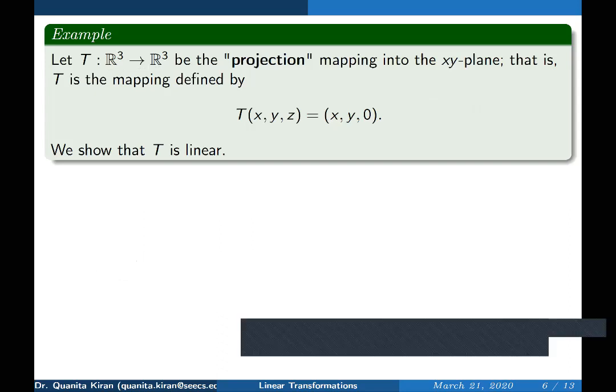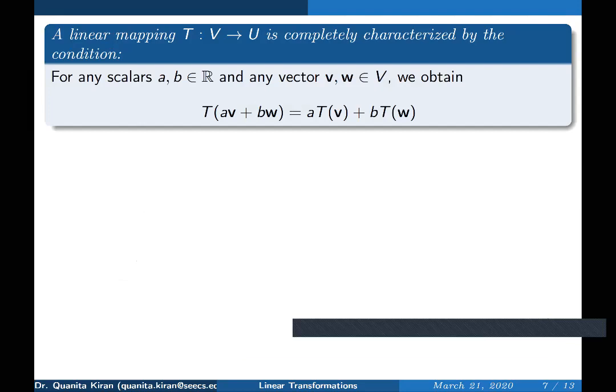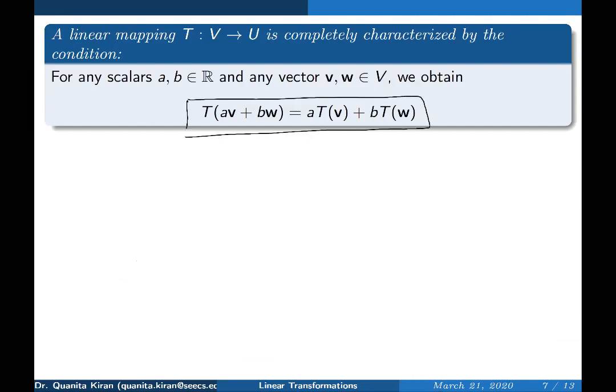The above two properties that we have discussed, the preservation of vector addition and of scalar multiplication, can be completely characterized by this condition, the only condition that covers both. Again, here we are adding vectors before transforming, so the addition is in the space V, and this addition is after the transformation, so this addition is in the space U.